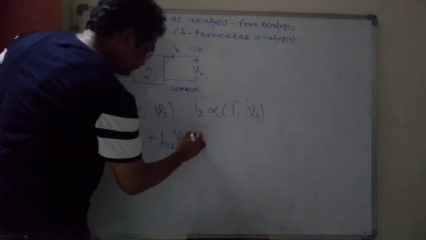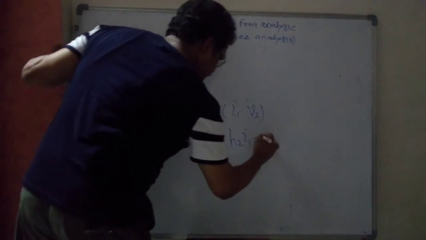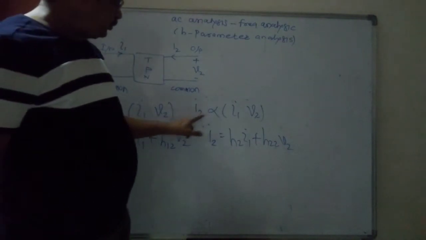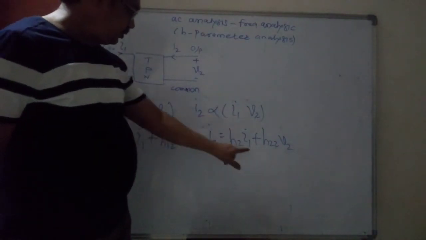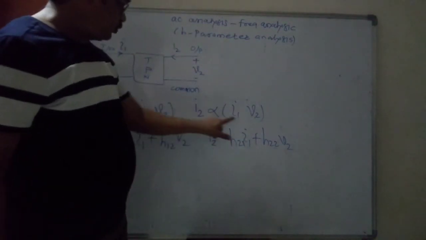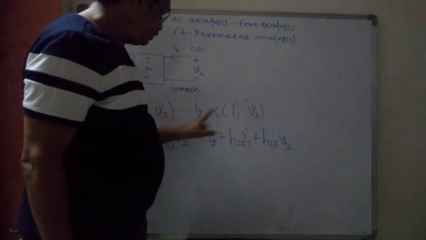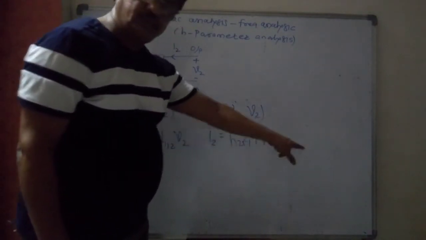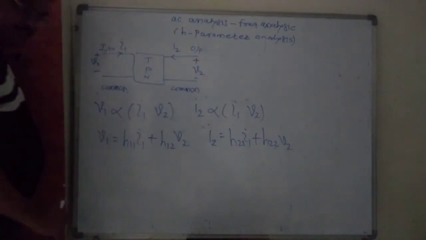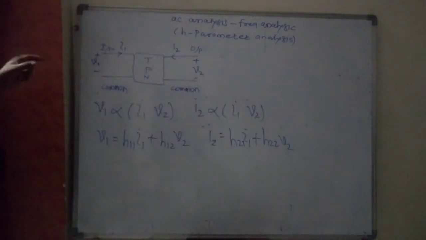Here I2 is equal to I2 proportional to I1, H21, plus I2 proportional to V2, H22. So 1 1 is H11, 1 2 is H12, 2 1 is H21, 2 2 is H22. Right? Two equations.